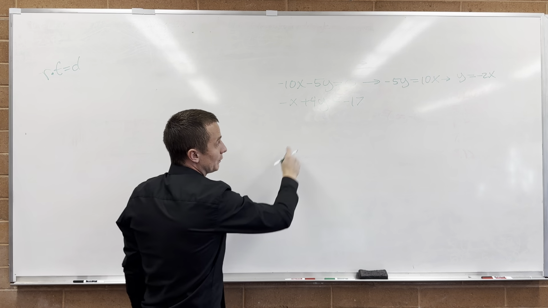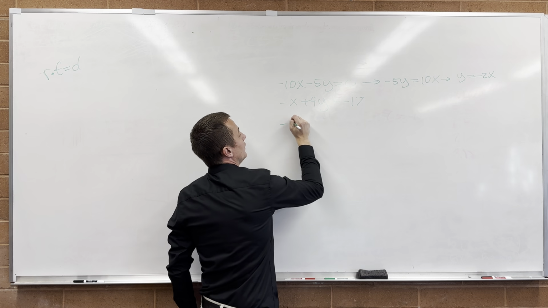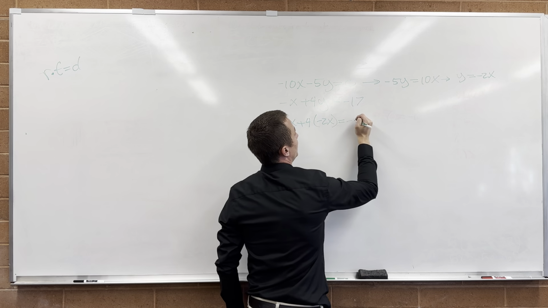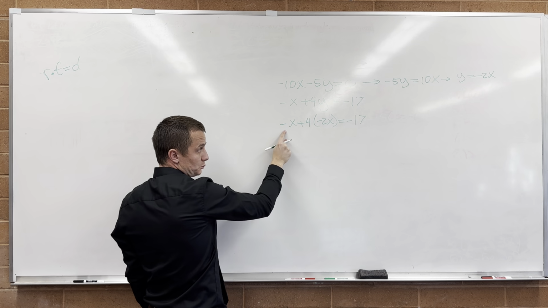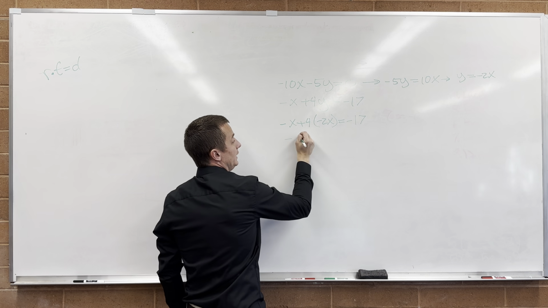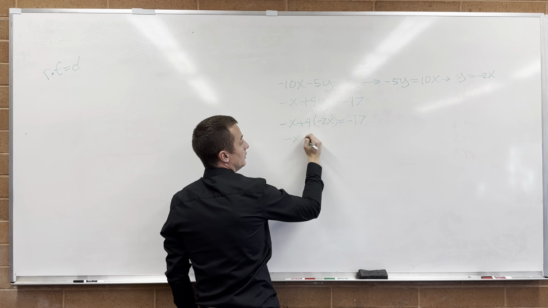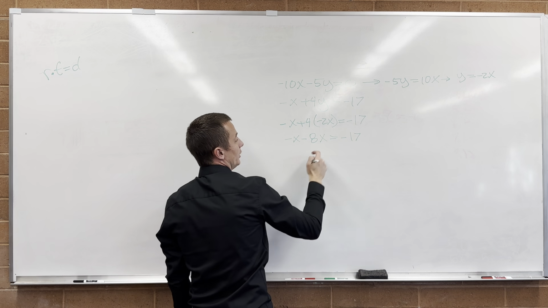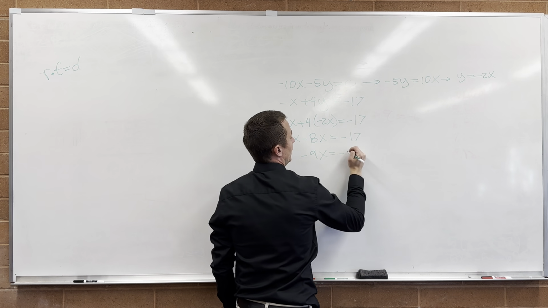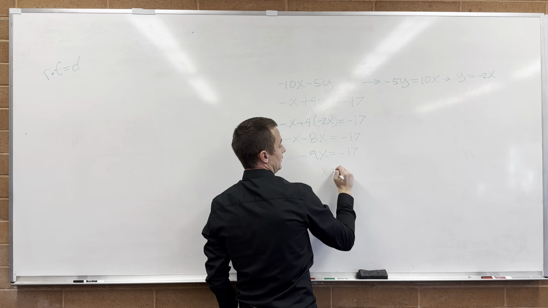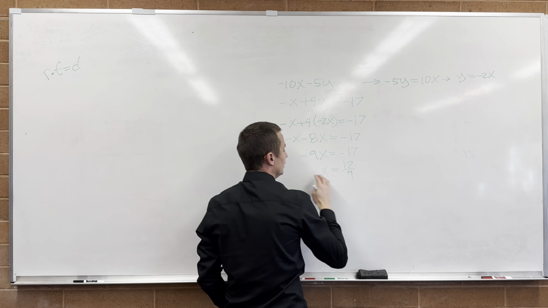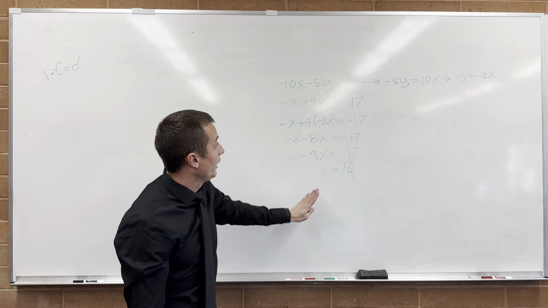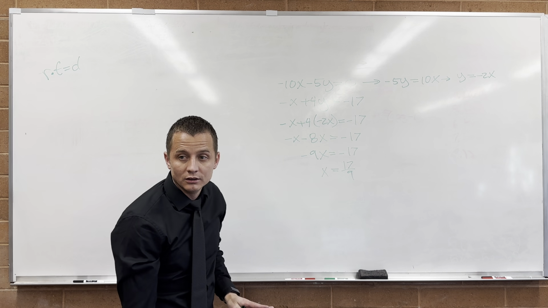Okay, now I'll substitute that into our next equation. So I get negative x plus 4y is equal to minus 17. So I get negative x, 4 times negative 2 is negative 8x is equal to minus 17. Or in other words, negative 9x is equal to minus 17. Or in other words, x is equal to 17 over 9. The negative cancels with the negative, making it positive. So x is equal to 17 over 9.